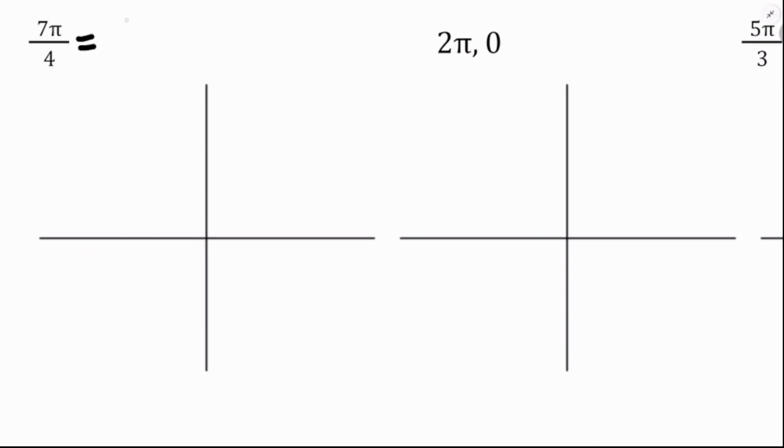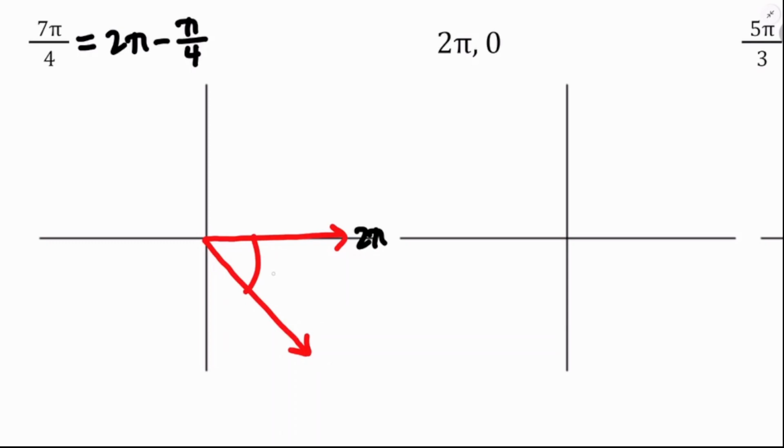I feel like we've already done this one, but maybe I was just thinking of when we wrote this as 2 pi minus pi over 4. Okay, initial ray over here. 2 pi would be coming all the way back around. And so I need to go back by pi over 4, so that'll be a 45-degree angle clockwise, and that's going to be a 45-degree reference angle.